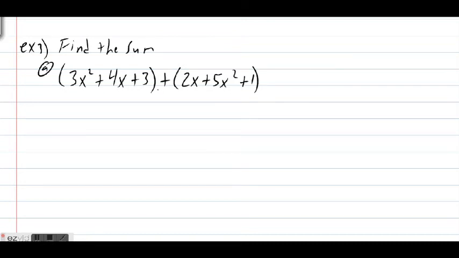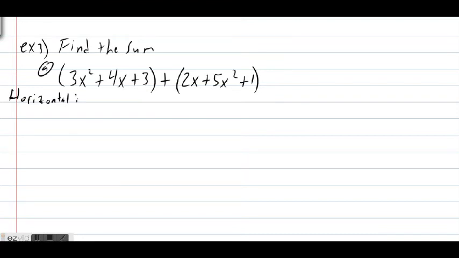But if we want to find the sum, if we're going to add them together, it's not that big of a deal if they're not in standard form. We look and see what's the biggest exponent, right? And they call this a horizontal method.